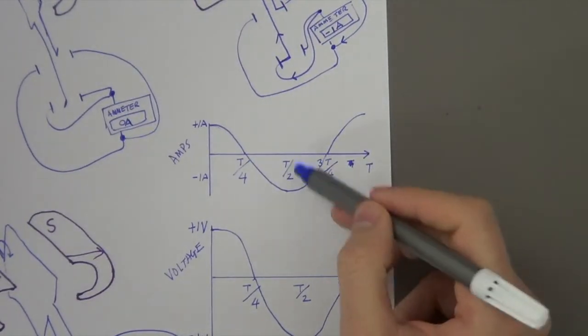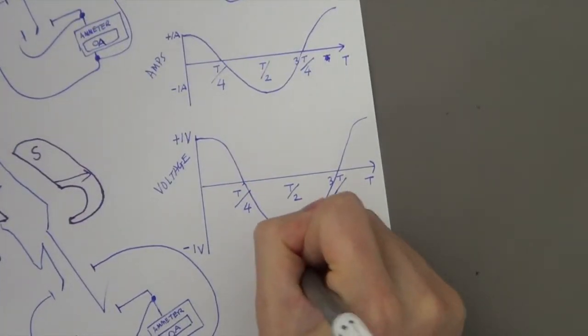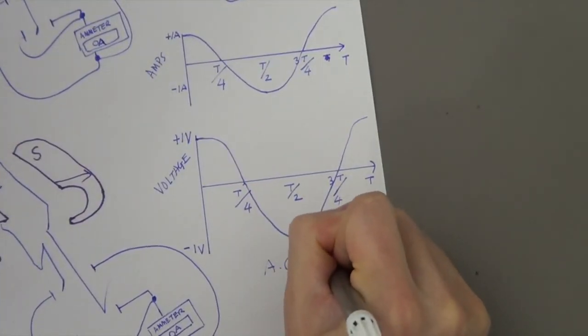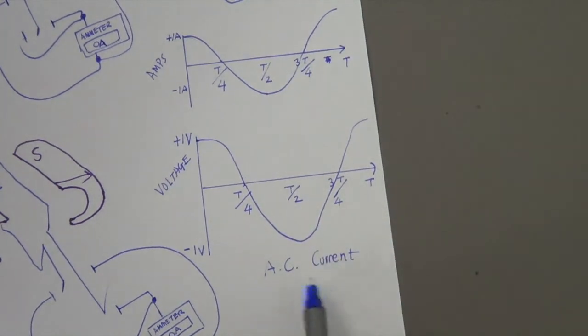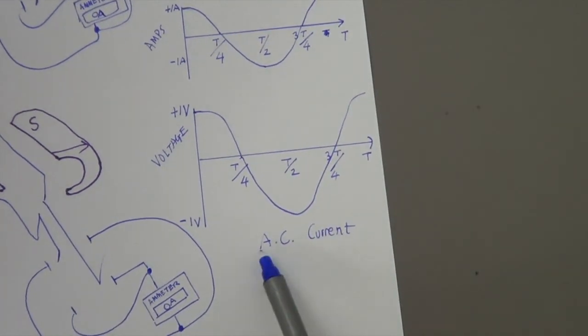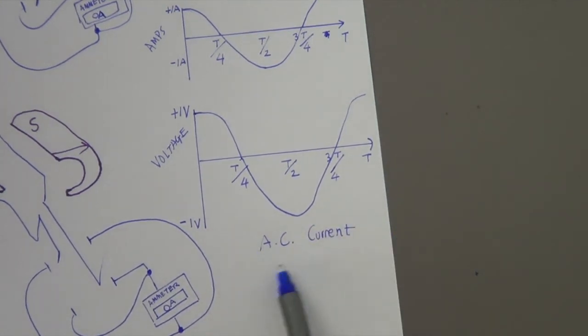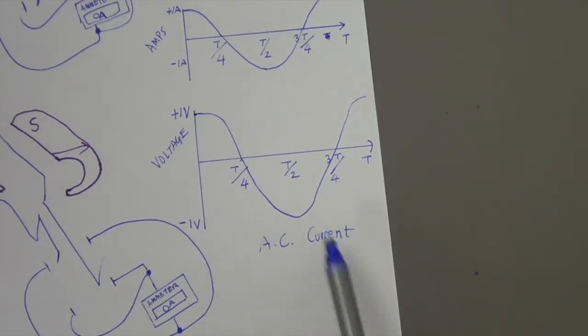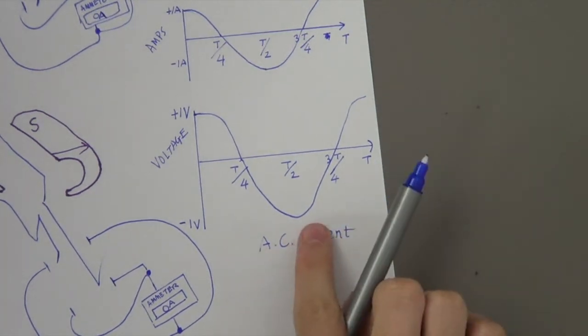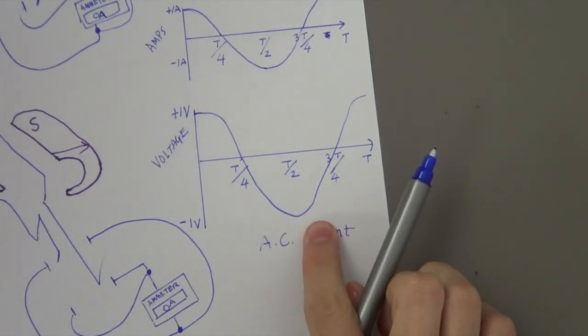So this is what we call AC current, alternating current. I know it's a double negative. AC stands for alternating current, so we actually don't need the word current, but it just makes people say AC current. Strictly it's just AC. So we have alternating current, and that's the end of the lesson.